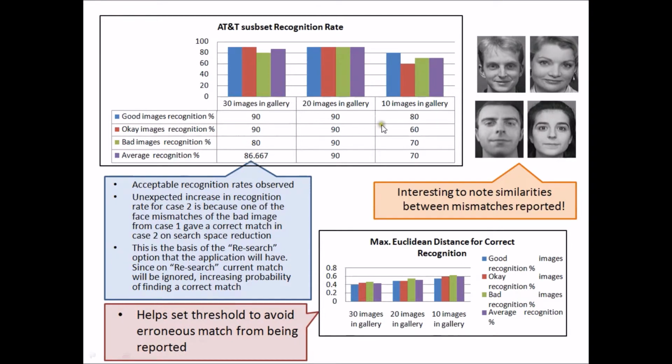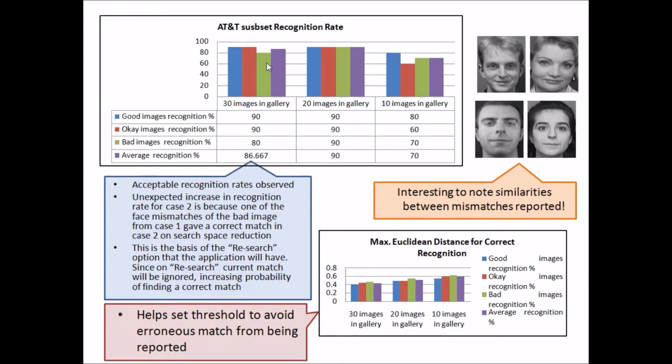And there's an unexpected increase here that we can see, and this can be attributed to the fact that when I went down from 30 images to 20 images in the gallery, something that was earlier reporting as a mismatch got deleted out of the search space when we scaled down the search space, and the algorithm was able to match it to the correct thing eventually.